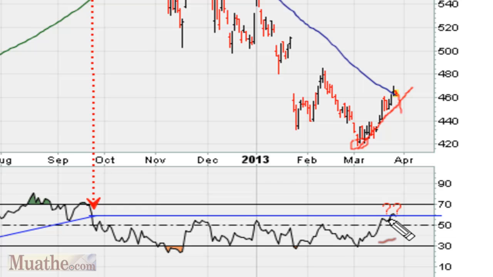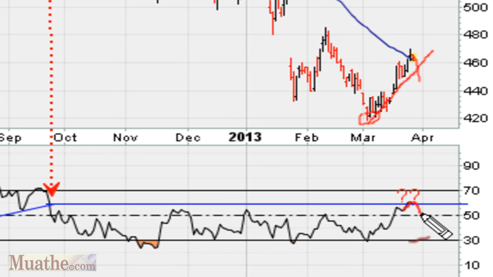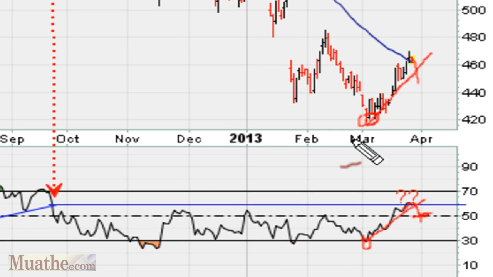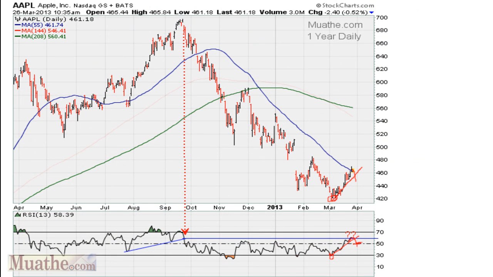Also, if this formation remains intact and we move back below 50 on the daily RSI, expect another big drop to the downside on a daily closing basis whenever that happens. Don't forget, if we break this RSI trend line here, that's going to also lead to a push to the downside because this connects to a 52-week low, which makes it a significant trend line. Now let's go to the hourly chart.